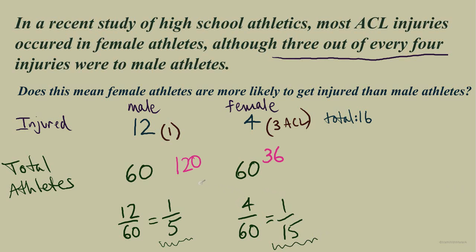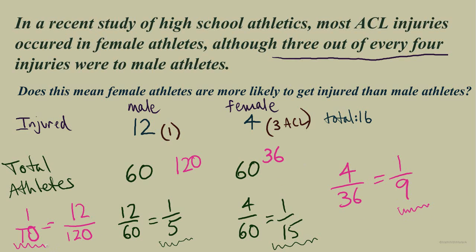But what if we had these different reference values? Because there were larger male teams, so more male athletes than female athletes. Now the 12 male injuries are out of 120 total athletes, 1 in 10. The 4 female injuries were out of 36 total female athletes, and that's 1 out of 9. So those reference values would support that female athletes are more likely to be injured than male athletes.